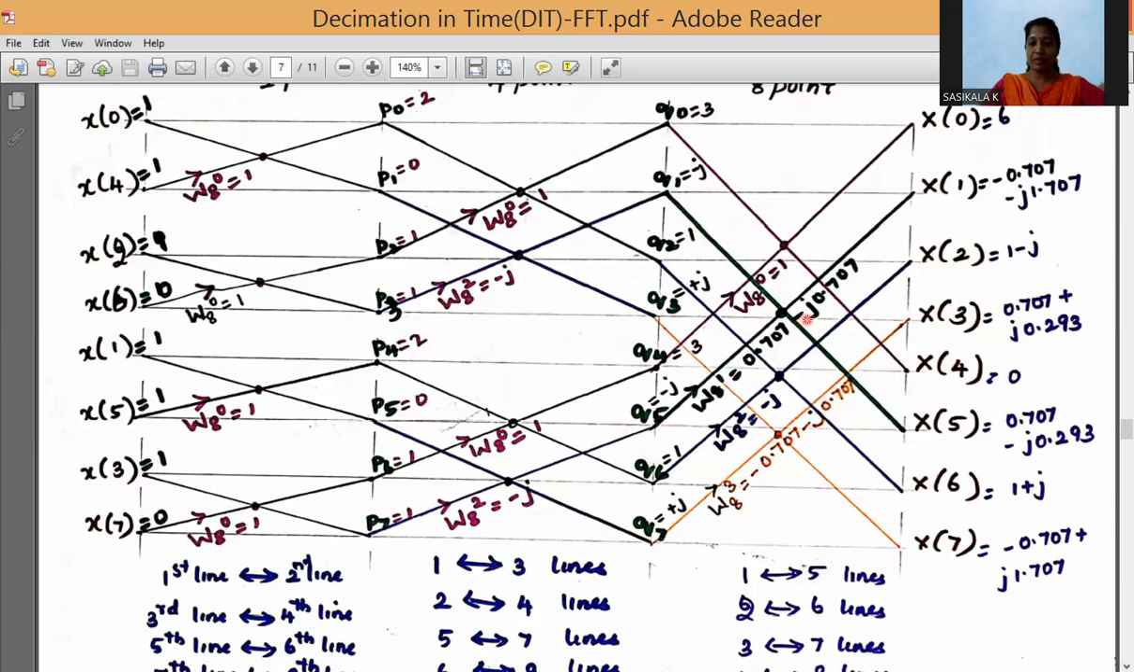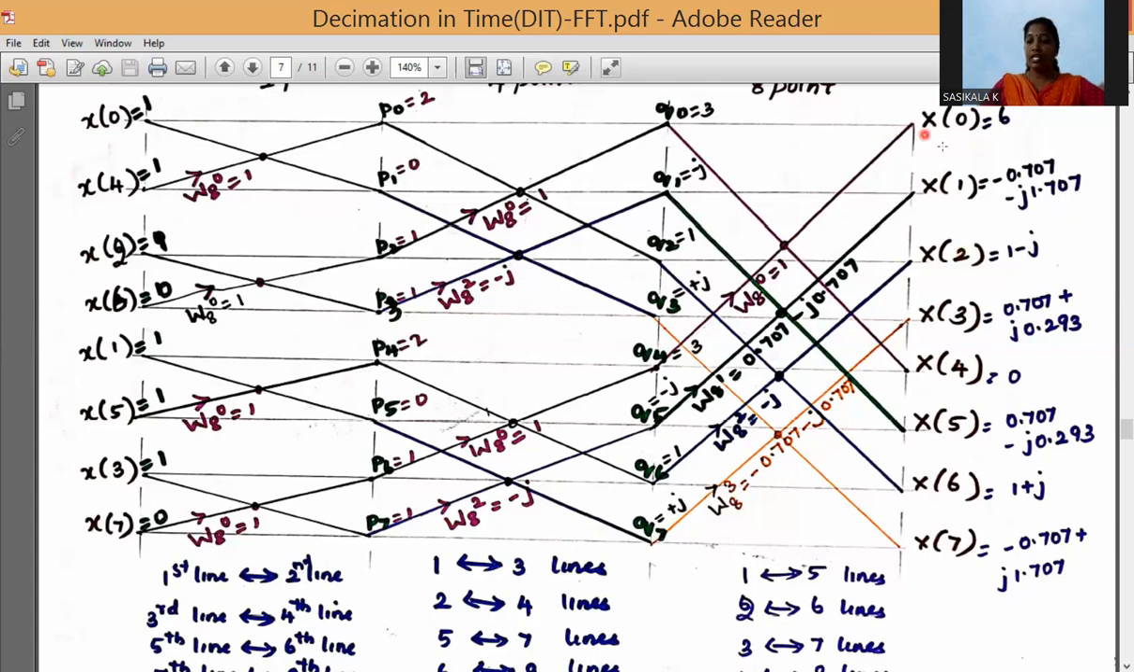j 0.707. And the third butterfly: the third line is connected with the seventh line, and similarly this third line is connected with the seventh line. Put a dot at the intersection point, and the twiddle factor is W8 power 2, which is minus j. And the fourth butterfly: the fourth and eighth lines are connected, and similarly the fourth and eighth lines are connected. Put a dot at the intersection point, and here W8 power 3 equals minus 0.707 minus j 0.707.